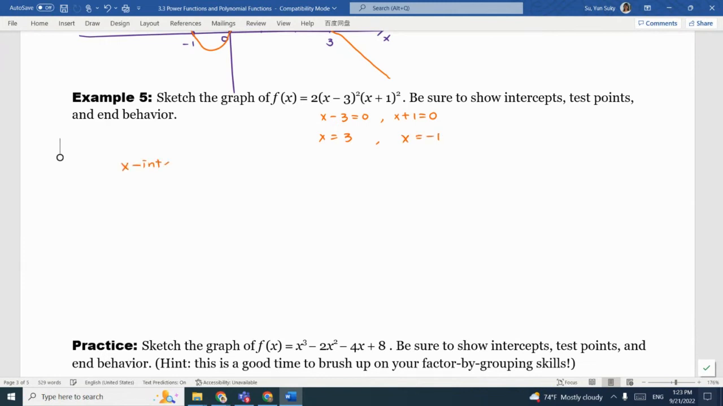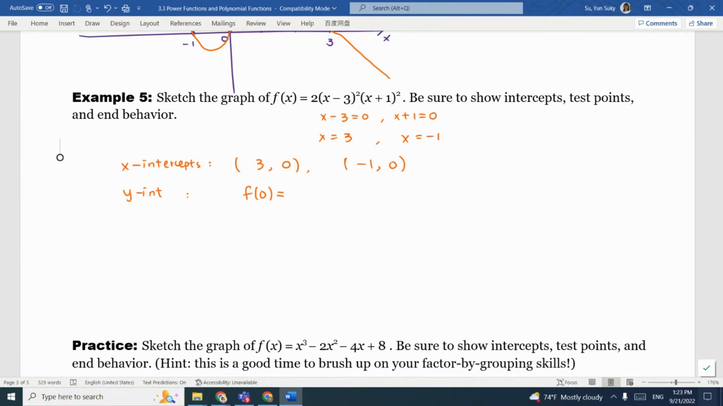So the x-intercepts are what? 3, 0. Remember, the x-intercepts are points where the y-coordinate is 0. Yes, everybody? And the other point is -1, 0.